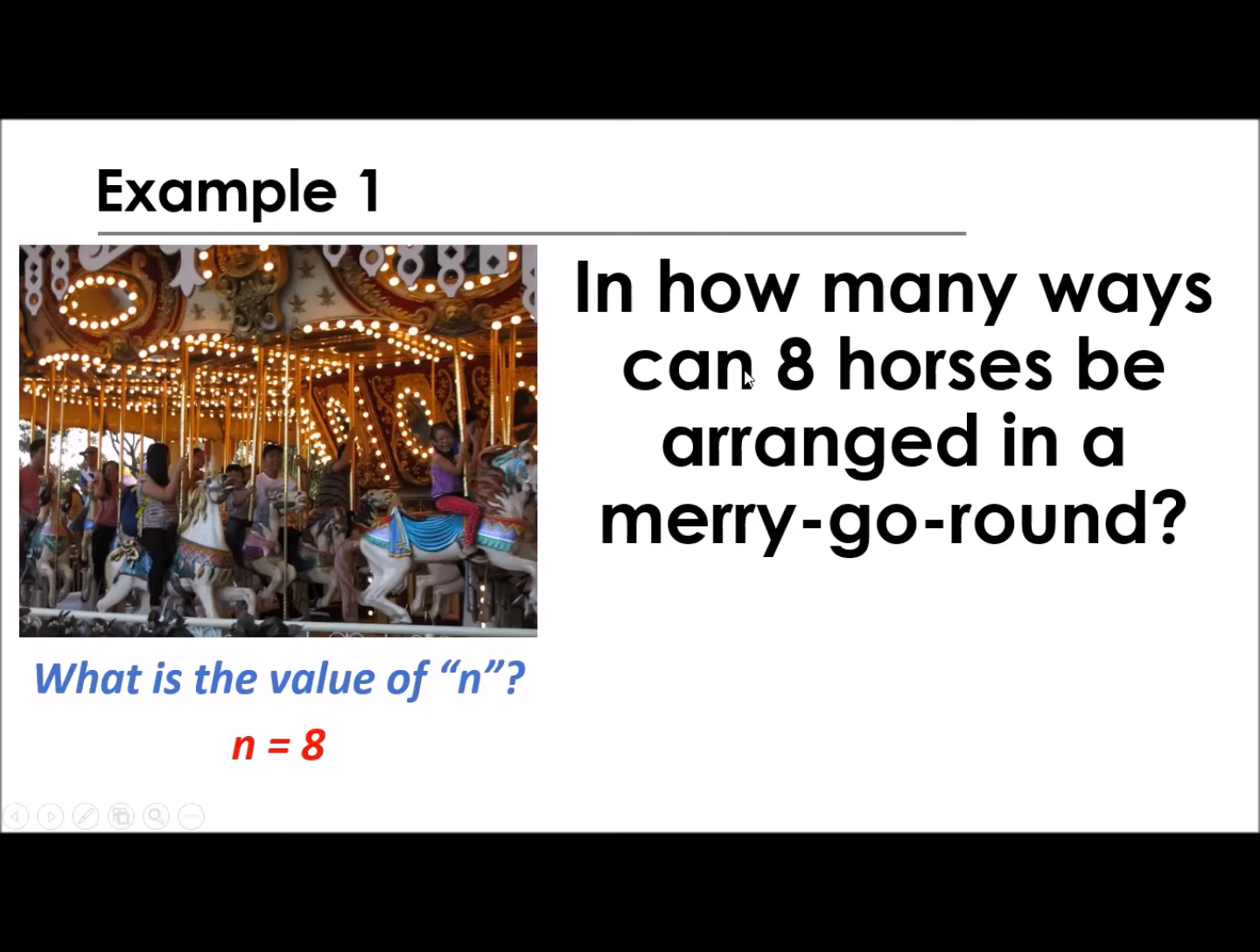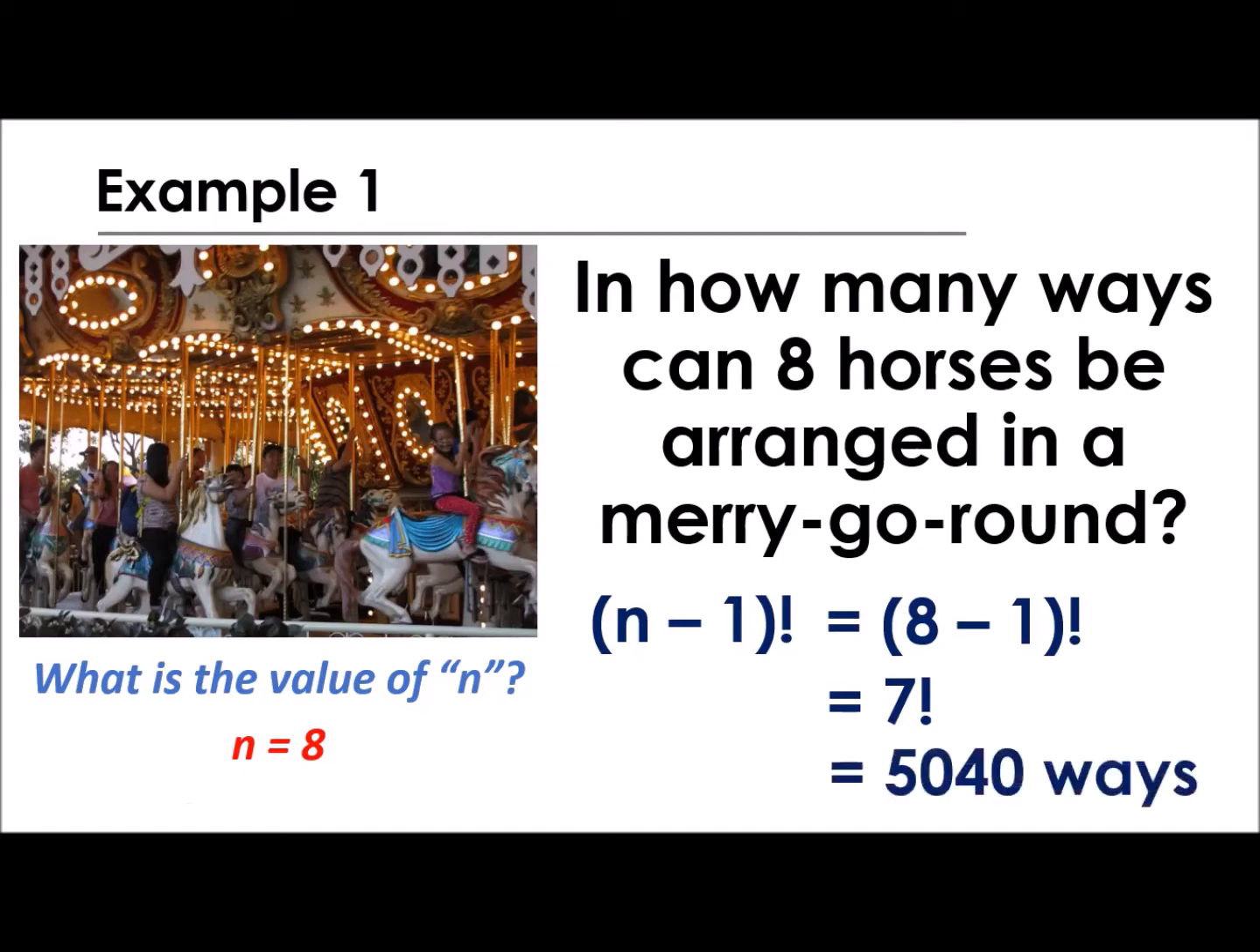So applying the formula, we will have the quantity of n minus 1 factorial. Just substitute the value of n. We will have 8 minus 1, which will become 7 factorial. We're just going to subtract it and then simplify it using your calculator. Or that is 7 times 6 times 5 times 4 times 3 times 2 times 1. The answer there is 5,040 ways. Okay? As simple as that.